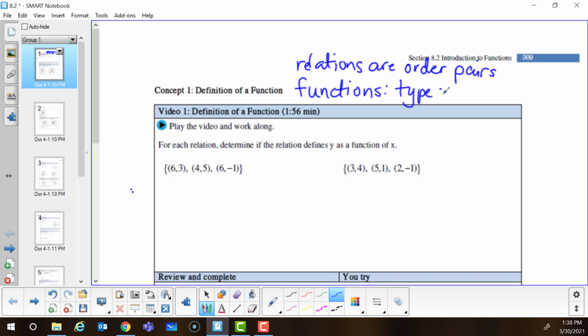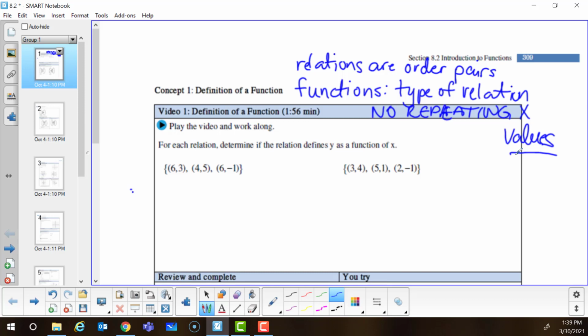They're a type of relation where for each x value, there's a different y. So the big thing is you can't have any repeating x values. So we can say that a relation or a set of ordered pairs, however the relation is set up, is a function as long as you do not have any repeated x values.